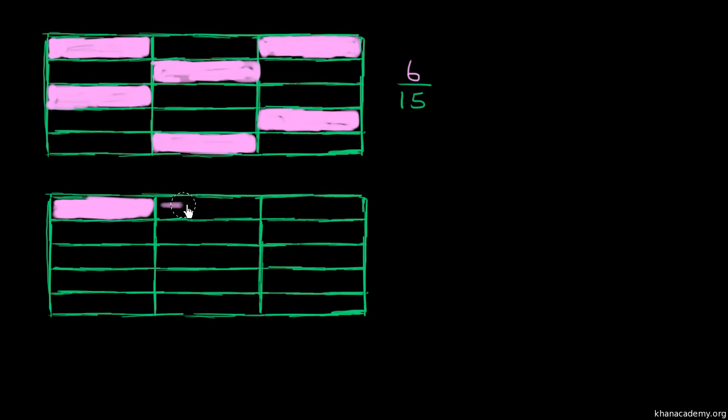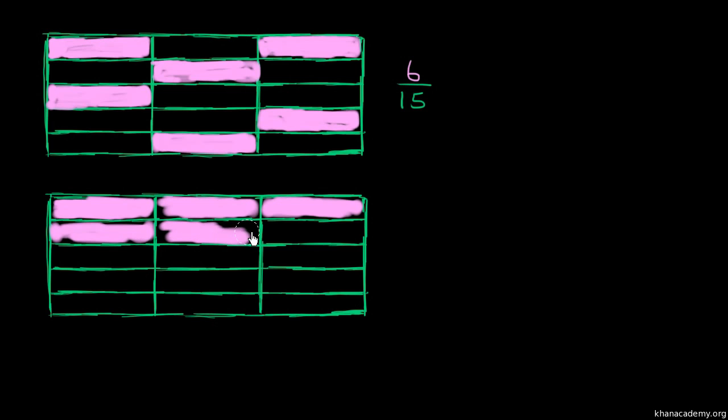All right, one rectangle, two rectangles, three rectangles, halfway there, four rectangles, five rectangles shaded in, and now six rectangles shaded in. So this right over here, what I just did, this is still 6 rectangles of 15. The 15 rectangles are shaded in. So this is still 6/15. These are representing the same thing.